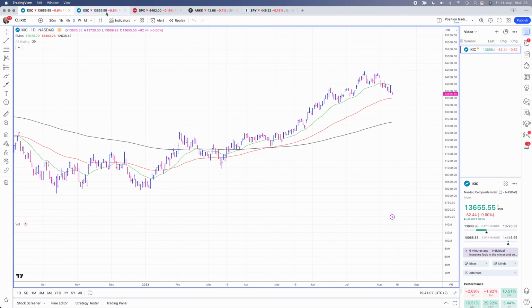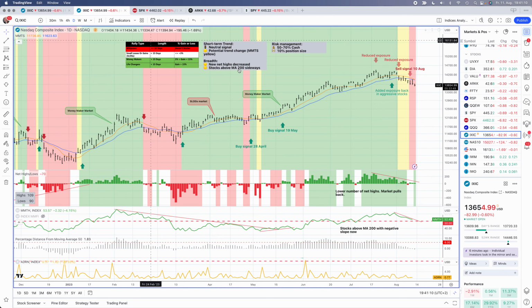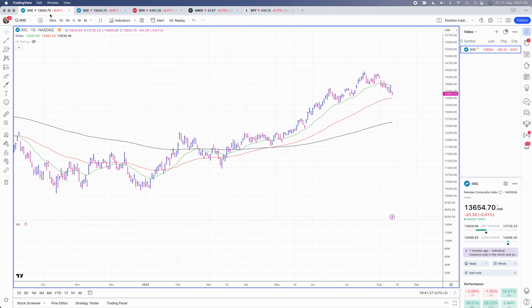In the member community and also in the video course, you learn how to time the market with a lot of different indicators, like the trend following indicator MMTS that we are using, net highs, net lows, and we also watch the number of stocks above the MA200. But it must not be so complex.